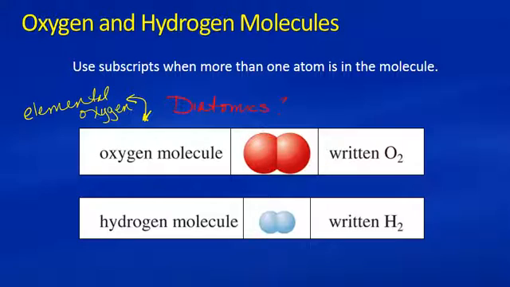So back to the 7 diatomics. Did you write them down? Do you remember? All right, well, we have H2, O2. Got those. Those are on the board. Easy enough. N2, F2, Cl2, Br2, and I2.